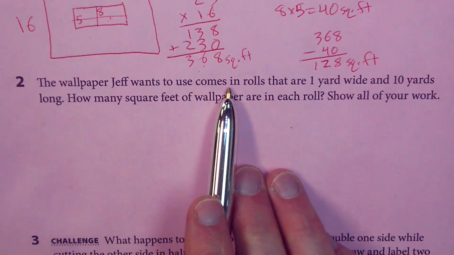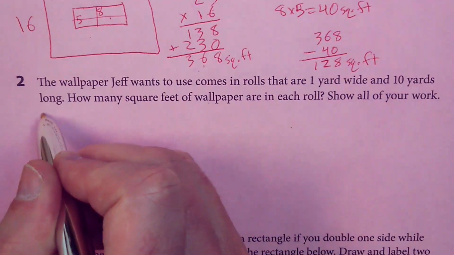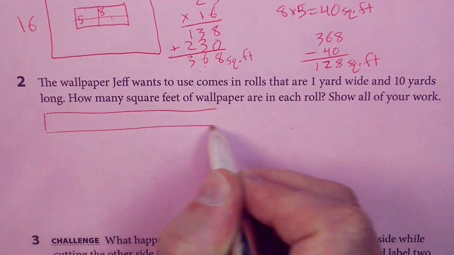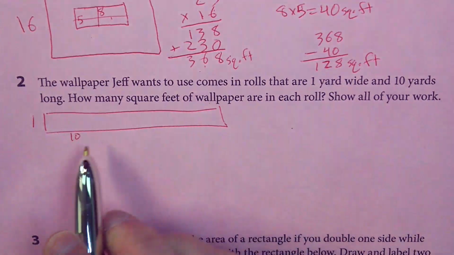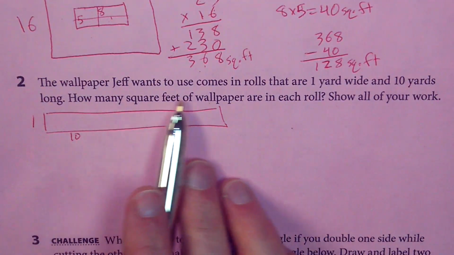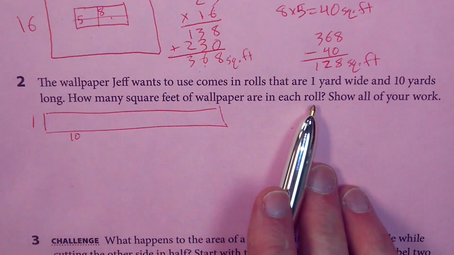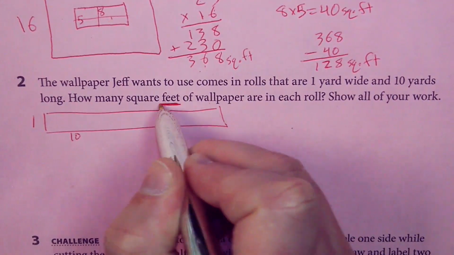The wallpaper Jeff wants to use comes in rolls that are 1 yard wide and 10 yards long. So a roll of it is 1 yard wide and 10 yards long. So I just kind of unrolled all the wallpaper. How many square feet of wallpaper are in each roll? Oh, square feet. Oh, goodness.